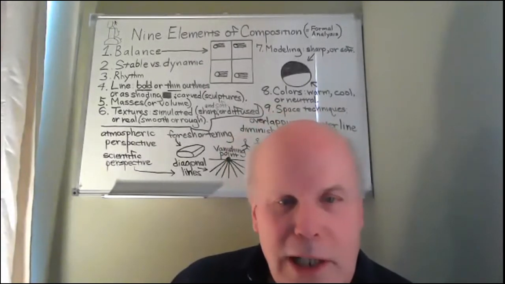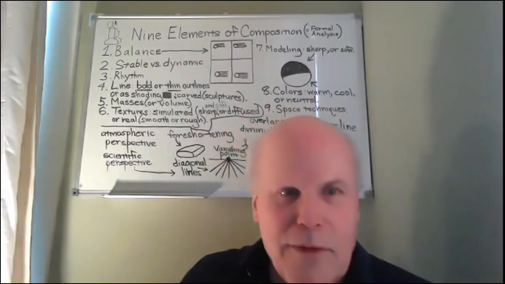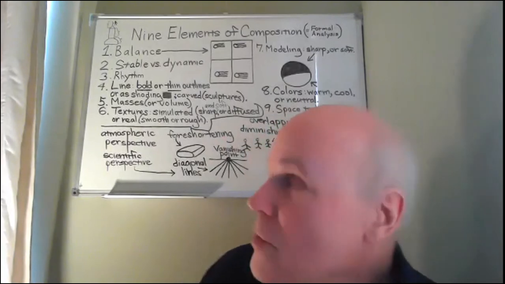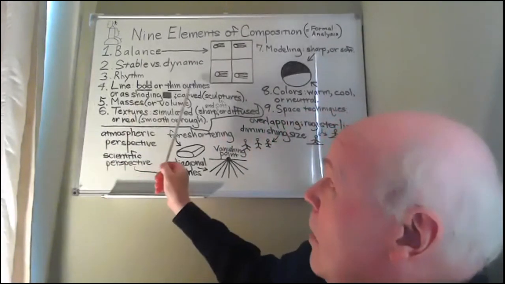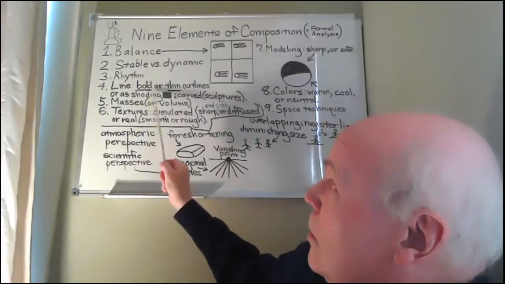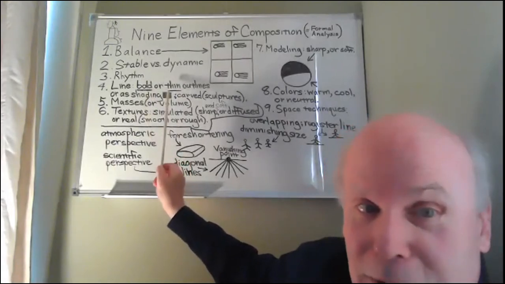So, okay, we move on now to line. Line is pretty straightforward. I'll go ahead and use my pointer, but I don't even have to stand up for this. There's really three ways line can be used, okay? As outline, it can either be bold or thin. Line can be bold, thick, right? That's how I drew that. It should look bolder than the line over there.